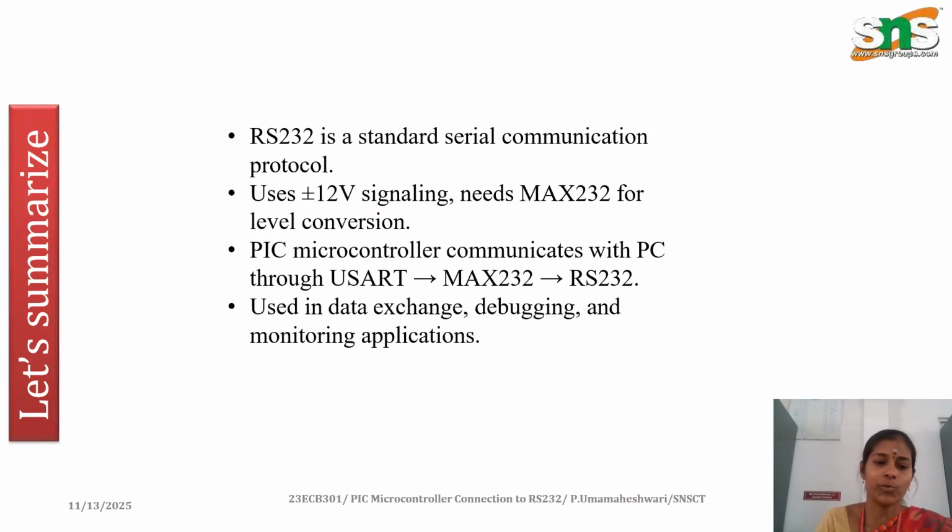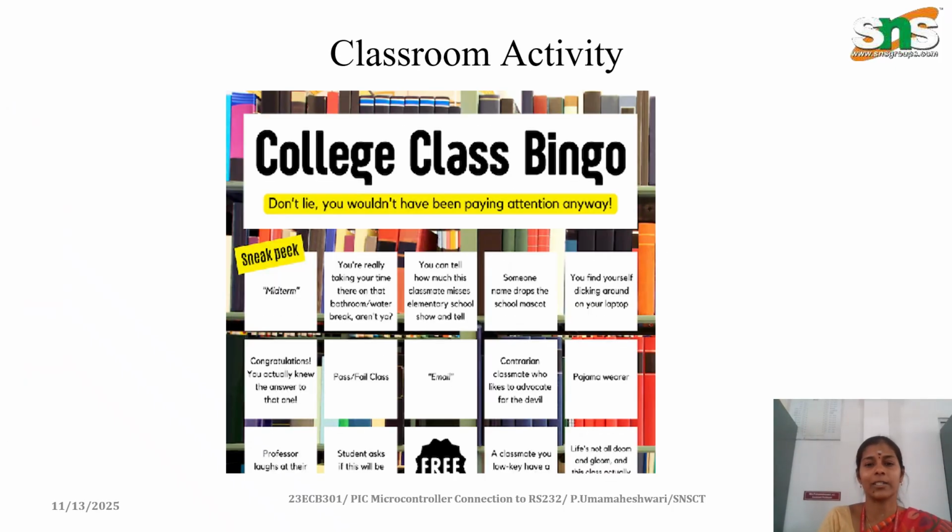So let us summarize what we have learned so far. RS-232 is a standard serial communication protocol. The MAX 232 is a driver IC which is used up to plus or minus 12 volt signaling. Here we need USART, which connects to the MAX 232 and then goes to RS-232. This is all mandatory for serial communication, which is also used for data exchange, debugging and monitoring applications.